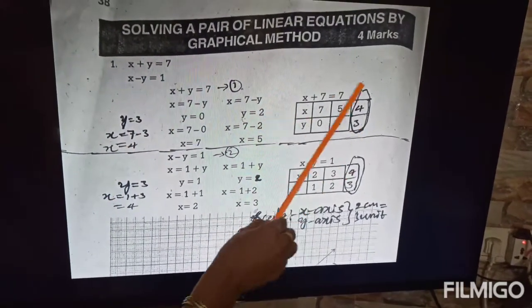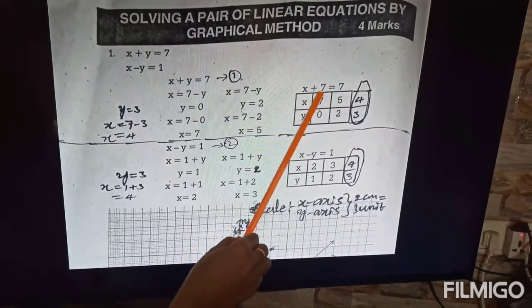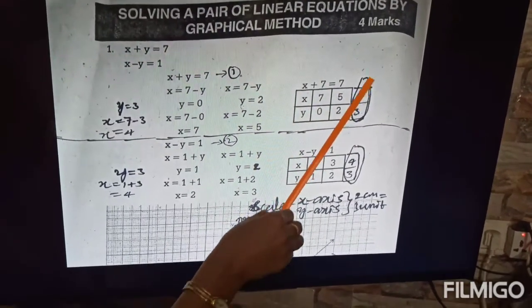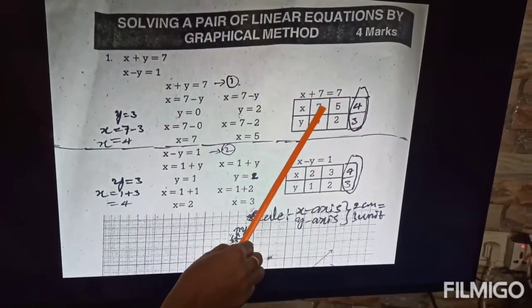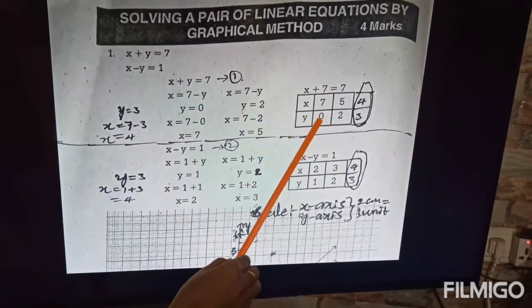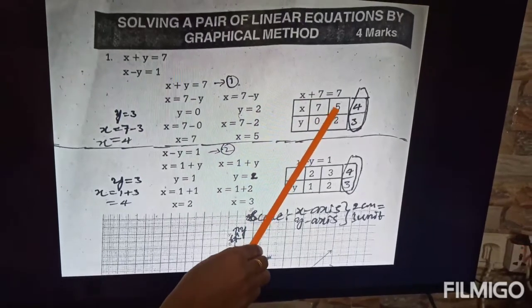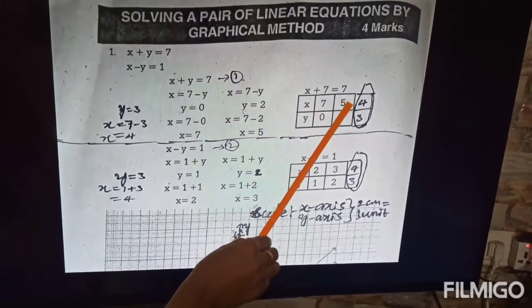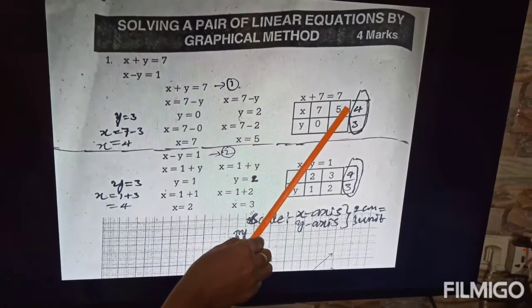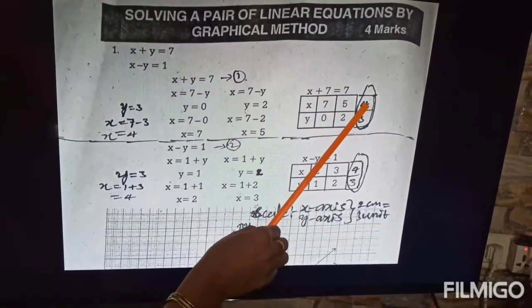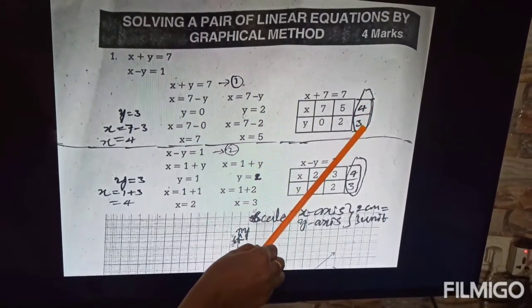Now we got the table for the first equation. These are the x values and these are the y values. The first coordinates are 7, 0; the second point is 5, 2; the third point is 4, 3.